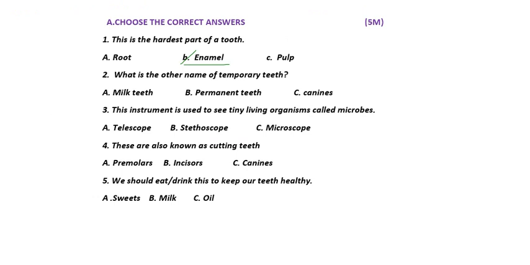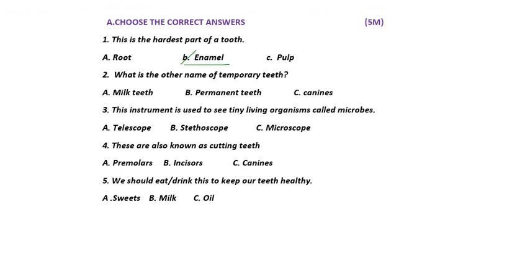In a tooth, I told you two parts will be there, crown and root. Crown we can see, root we cannot see. The upper white color substance is called enamel. That will be very hard. So which is the hardest part of the tooth? Enamel. Spelling is enamel. Now moving to the second one.